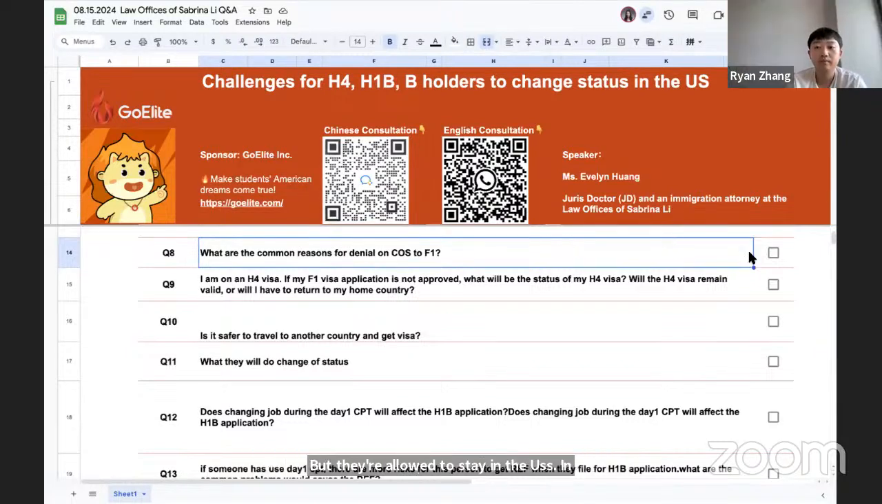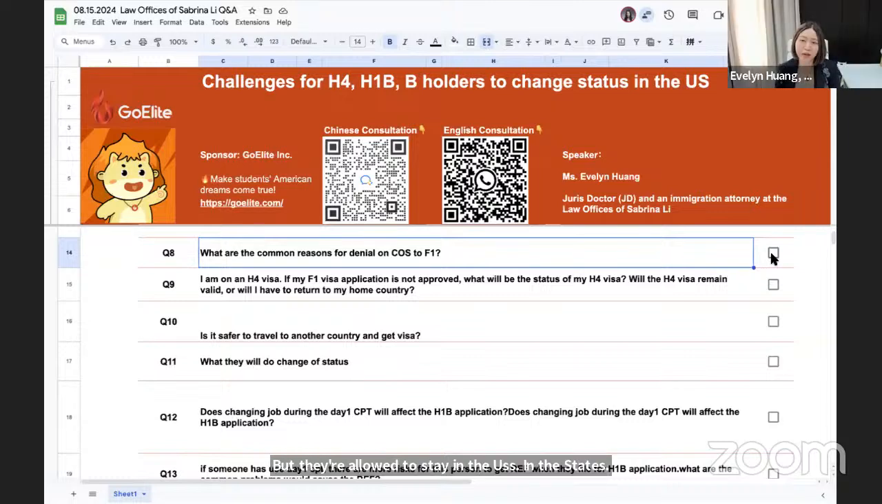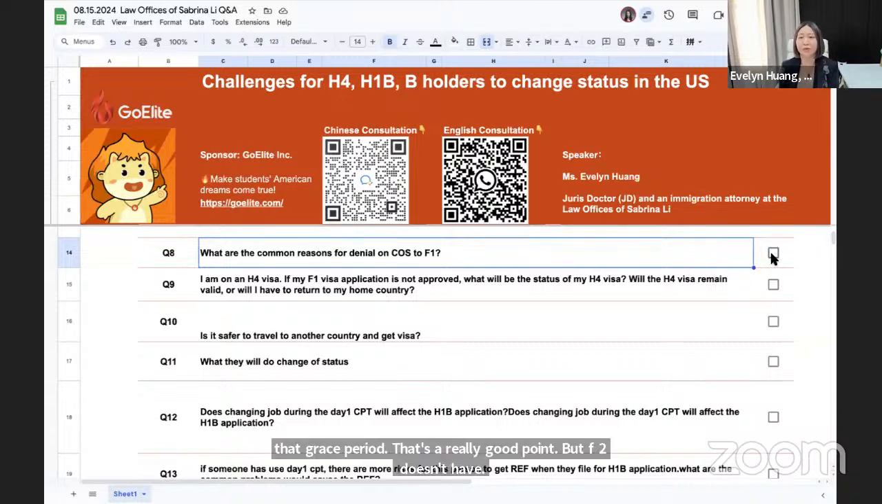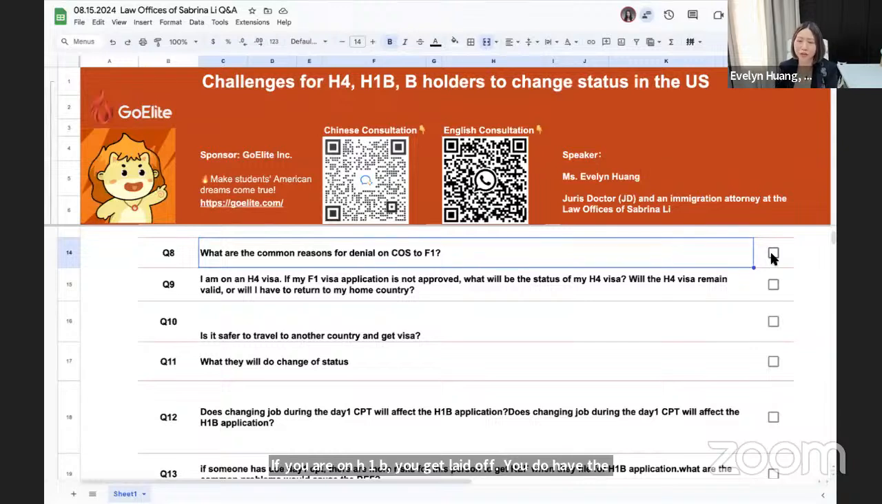Right. For that grace period, that's a really good point, Ryan. But F2 doesn't have one. If you are on H1B and you get laid off, you do have the grace period. That's okay. During that time, you are allowed to change your status. But if you wait for too long, say after the grace period, the same thing applies to you. There is another measure to save untimely filings, where you have to prove situations beyond your control.